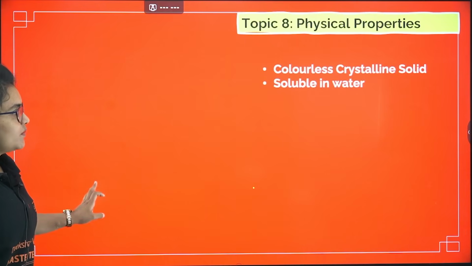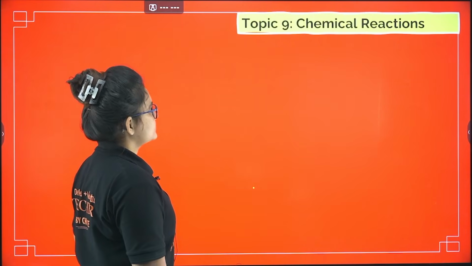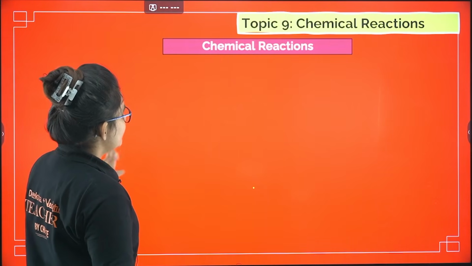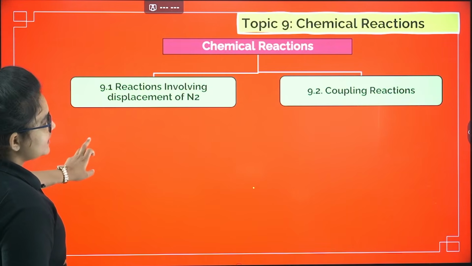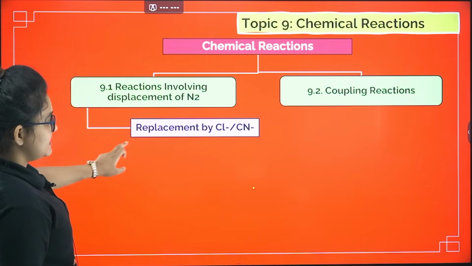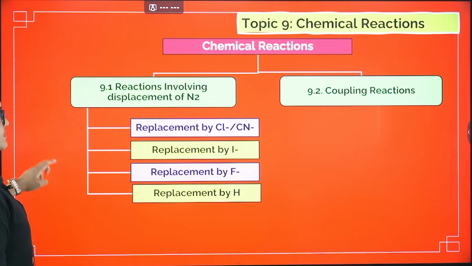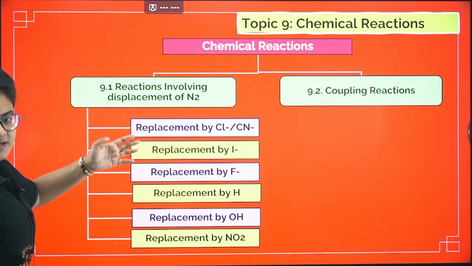Let's proceed. Physical property: this is a colorless crystalline solid, soluble in water. Chemical reaction, let's proceed. A lot of chemical reactions we can expect out of it: a reaction involving displacement of N2, and coupling reaction. So replacement by Cl-, CN-, by I-, by F-, by H, by OH, by NO2. So these many reactions we can proceed, then coupling reaction.